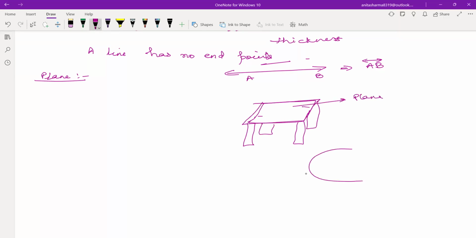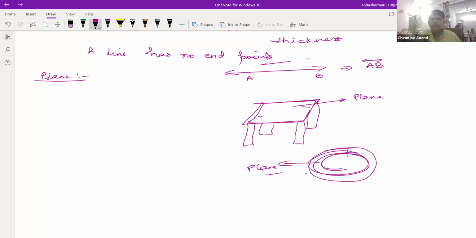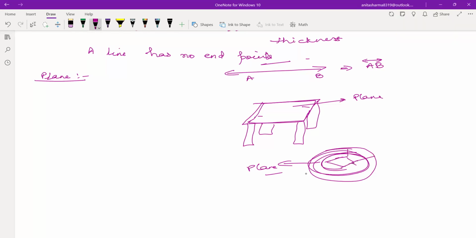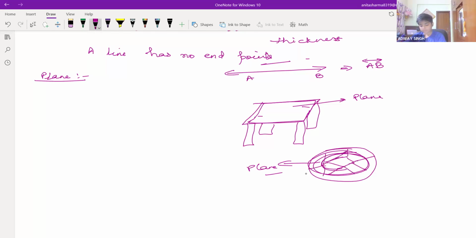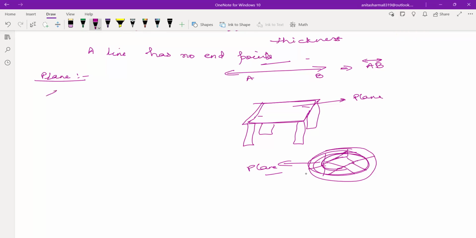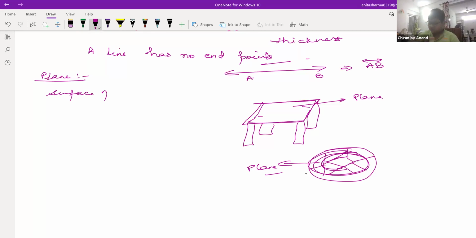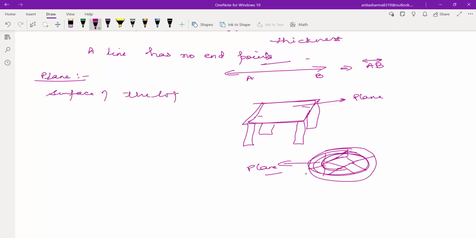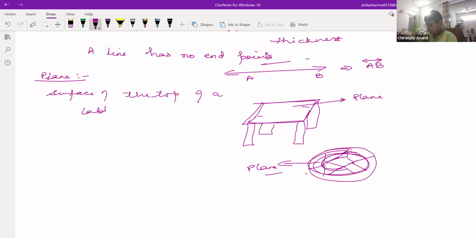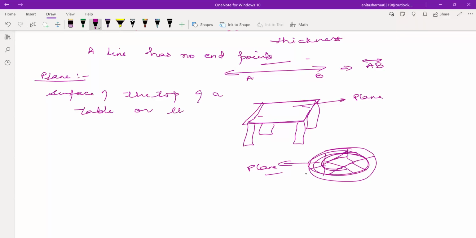And suppose you are having a football, then the surface of the football, it means the upper surface, that is called a plane. Got it? Football is like this, this shape. So this is the plane. So how can you define the plane? The surface of the top of a table or the surface of a football.